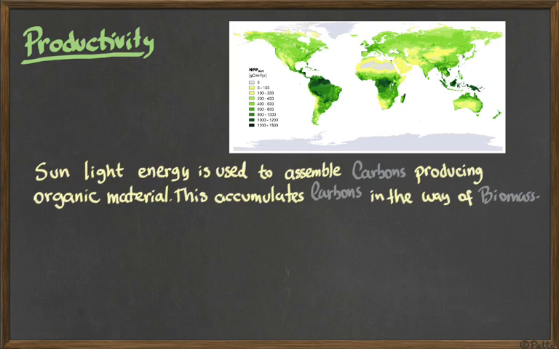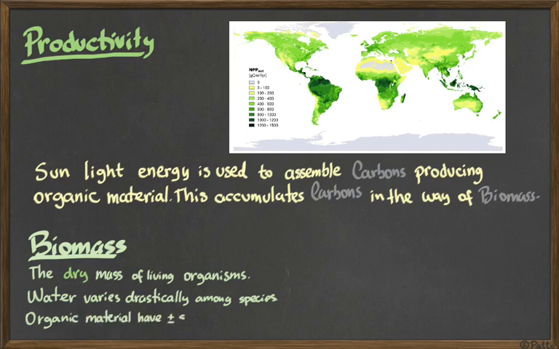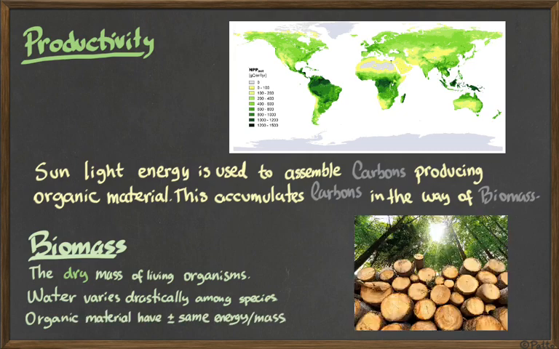But let's start from the beginning. What the hell is biomass? So biomass is the dry mass of living organisms. Why the dry mass? Because water may vary drastically among species. Trees might have 50% water, while a jellyfish may have 90% water. So, because water varies drastically between organisms, we measure dry mass.